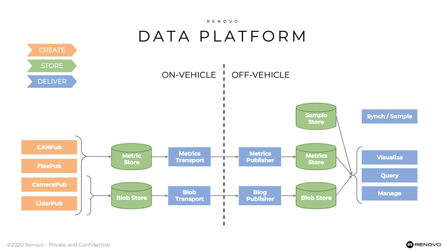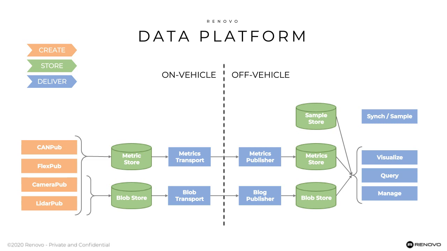So in the case of CAN and Flex, as well as some of the data from the cameras and the LiDARs, we're putting that data into a metric storage database. The cameras and the LiDAR are also generating very large frames or point clouds, so those are going to the blob store. We have services then that are able to transport that data off the vehicle. We have receivers for that data off the vehicle. The off the vehicle could be the cloud. It could be an edge-based core computing device next to the vehicle.